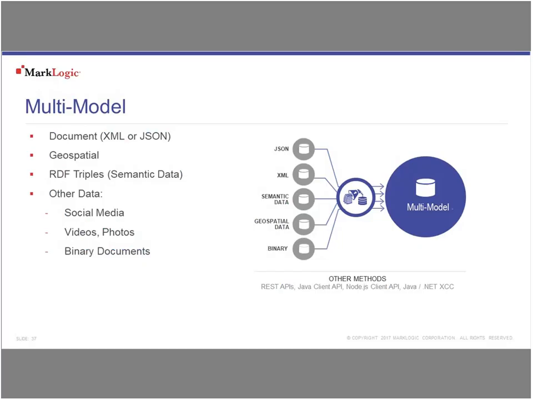So that's what we mean by multi-model. We've got documents, XML or JSON, we've got geospatial, we've got RDF triples, and then I can go grab all sorts of other data. So if I want to use binary files like videos, photos, this can be PDF documents, Word documents, social media.